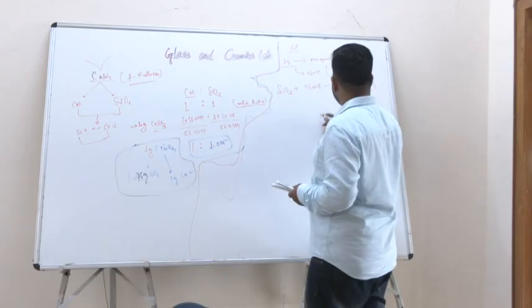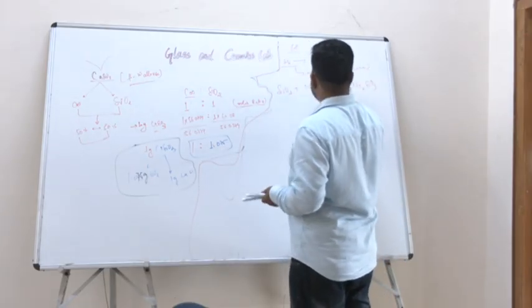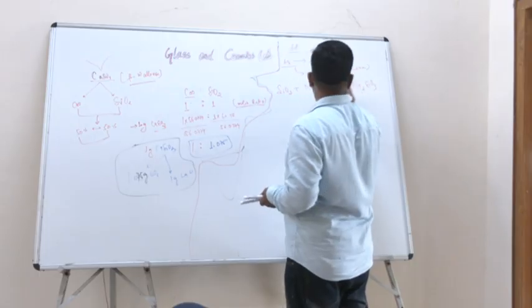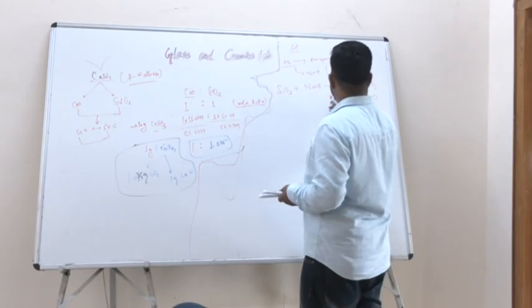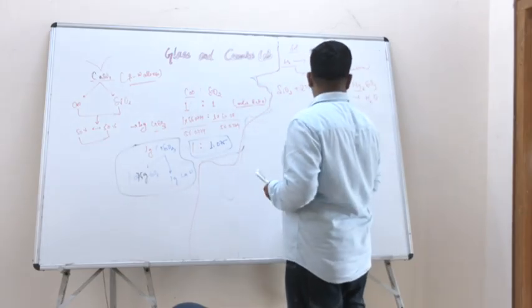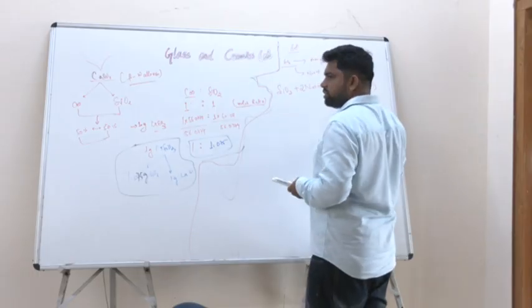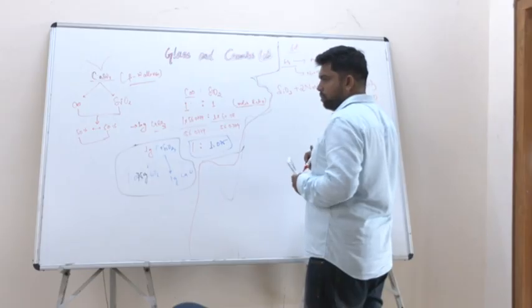Now this is a reaction. We have to make it equivalent: oxygen plus water will also get released. Here we have two sodiums, so we have to multiply NaOH by 2. Now this equation is balanced. Understood?